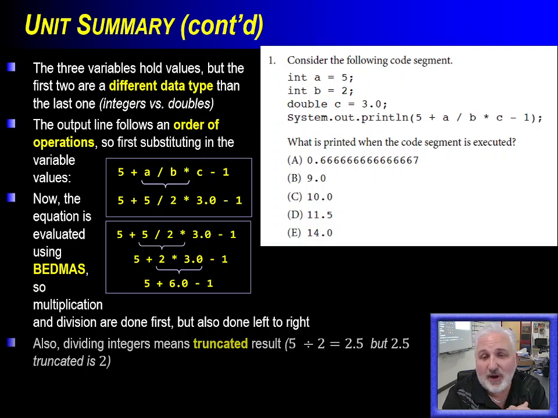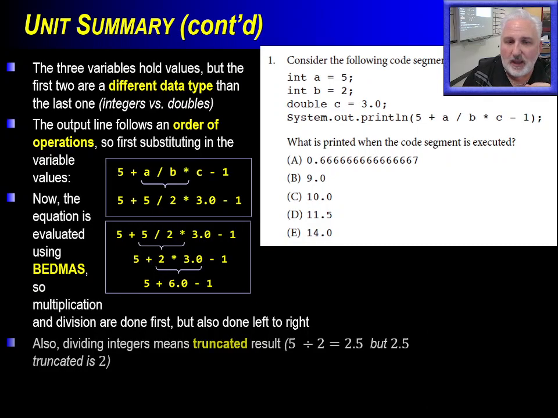Then the addition and subtraction is going to kick in. And it's going to go left to right. So it's going to go 5 plus 6, which is 11, minus 1, which is 10. Okay? So you can see that eventually gets evaluated. And it's going to then take 5 divided by 2 as the sort of potential thing there. And 2.5 is going to get truncated to 2.